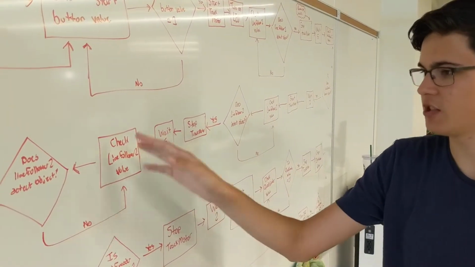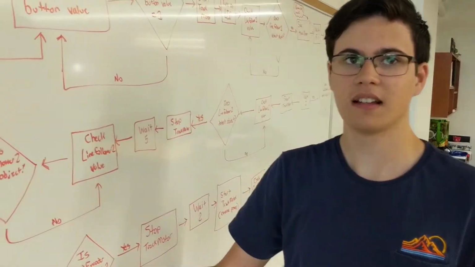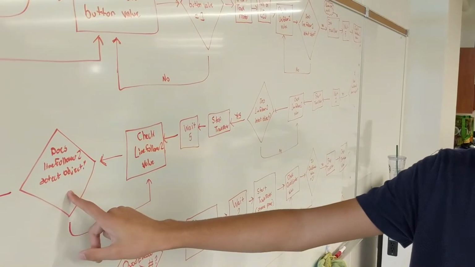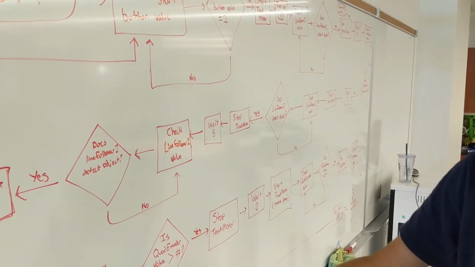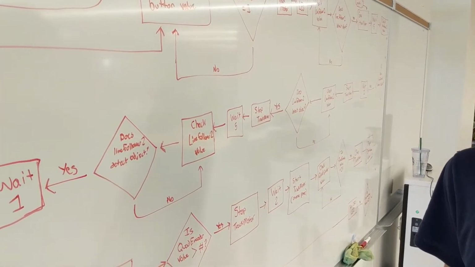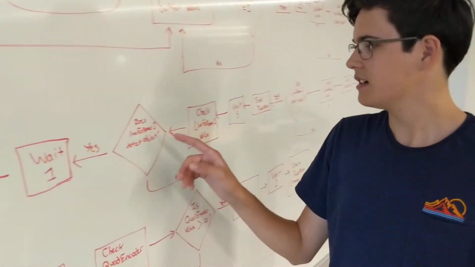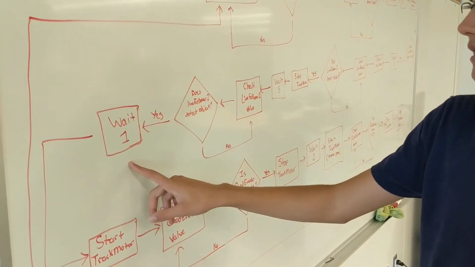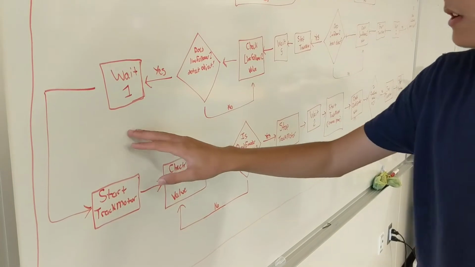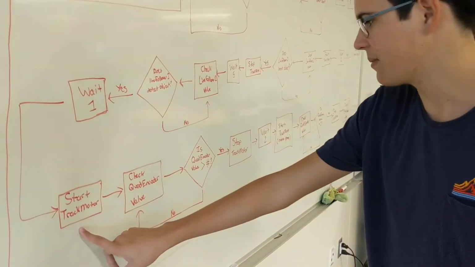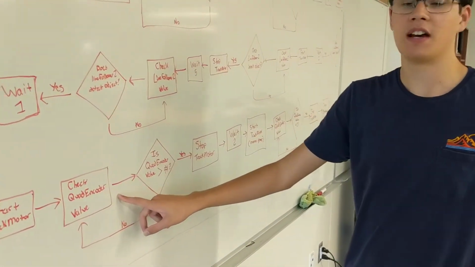If they haven't, it keeps checking. So it stays in this loop until what happens? What has to happen? Until the line follower detects an object. Okay, very good. And the line follower, you have a value there you've programmed in? Yes. And then it waits 1 second. Like last time, we don't want it to start all of a sudden. Perfect. Starts the track motor. Okay. And now it's approaching the end.